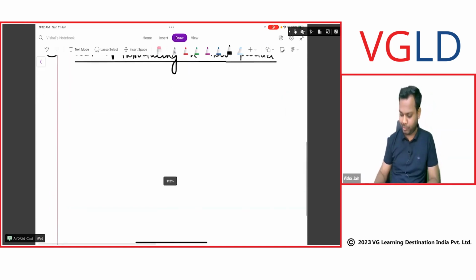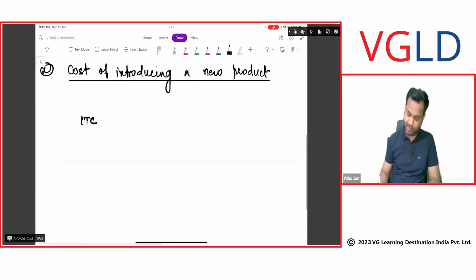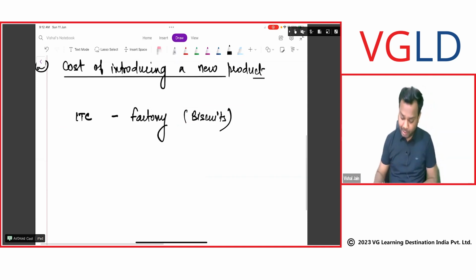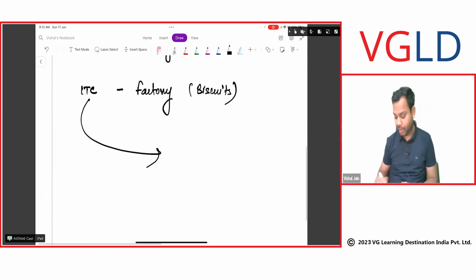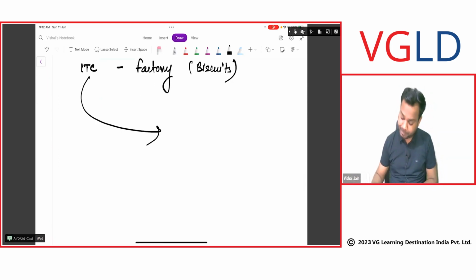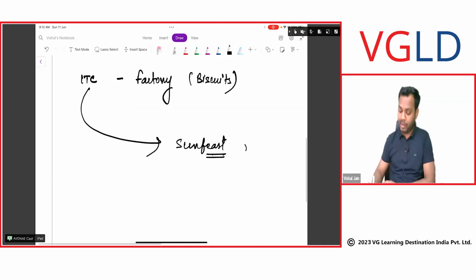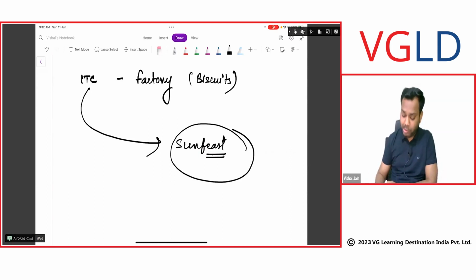Let's suppose ITC has a factory where it manufactures biscuits. Now ITC is planning to launch a new product in the market, Sunfeast. To launch this product in the market, it incurs a cost of, let's suppose, $2 million.